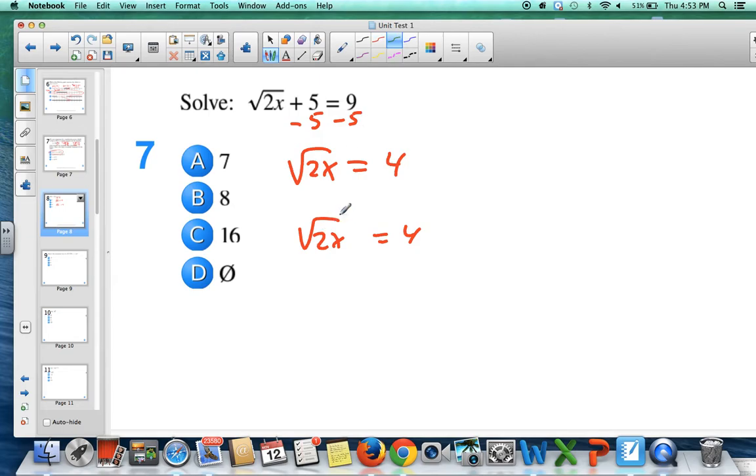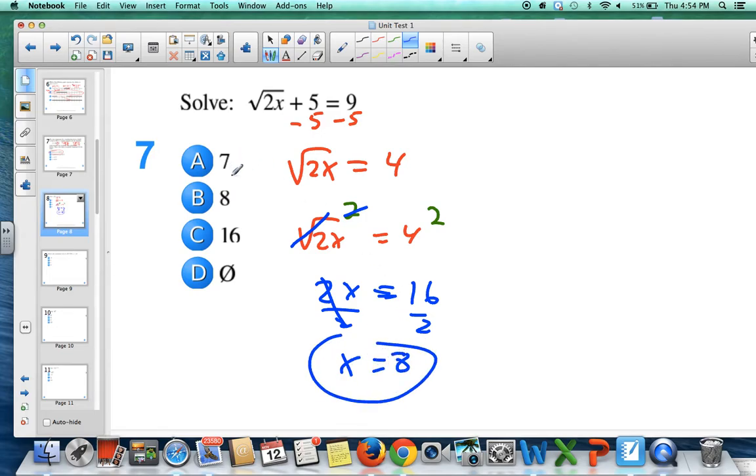We square the left side to do that, and square the right side to do that. The square root of a square goes like this, and I get 2x equals 4 squared. 4 times 4 is 16. Now I divide by 2. X equals 8.